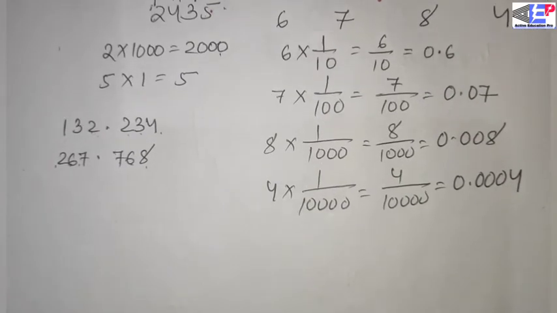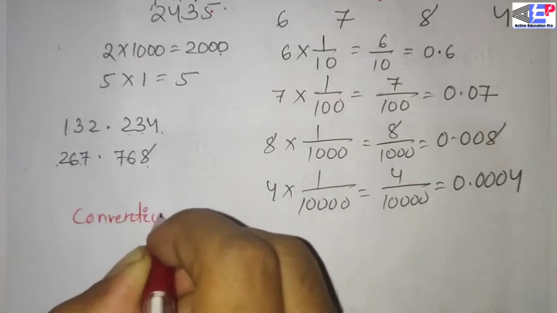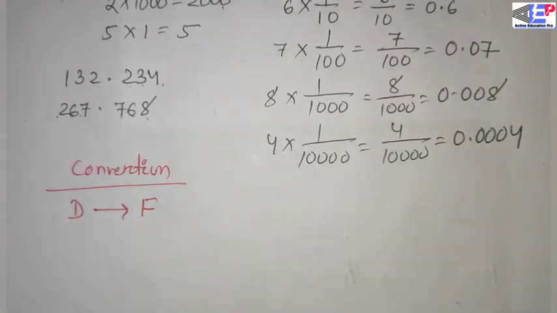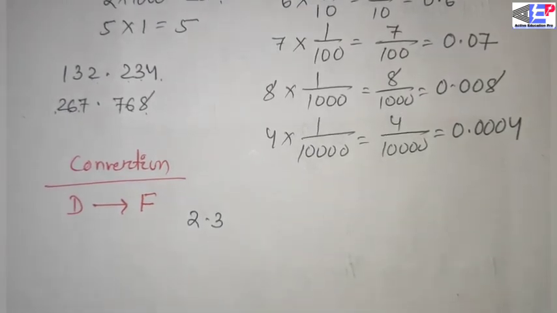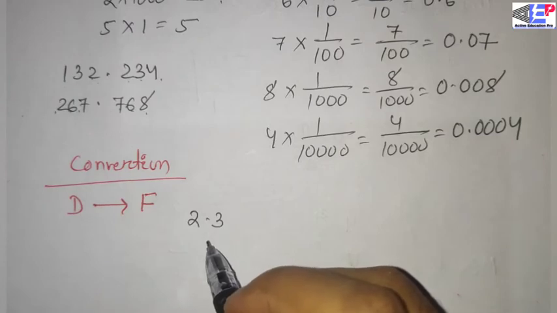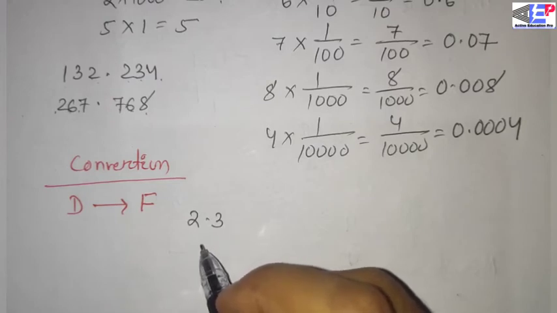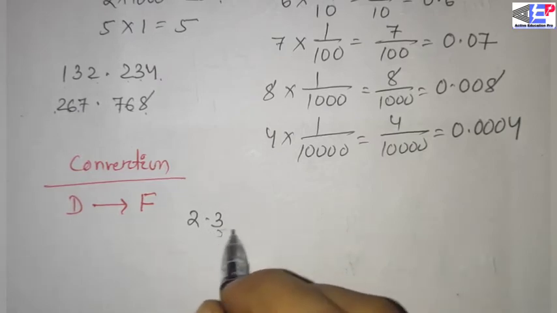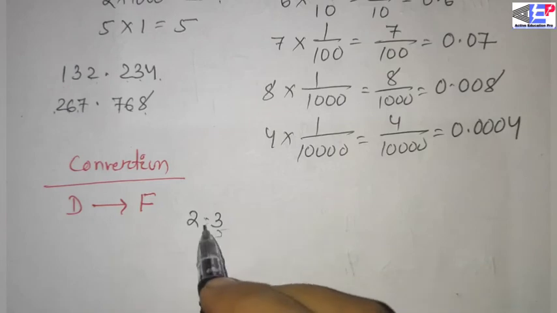Then next, conversion of a decimal number to a fraction. Suppose there is a number 2.3. Now we have to convert this decimal number to a fractional number. When you convert from decimal to fraction, always count the digits after the decimal point, that is, how many digits there are to the right side of the decimal point.